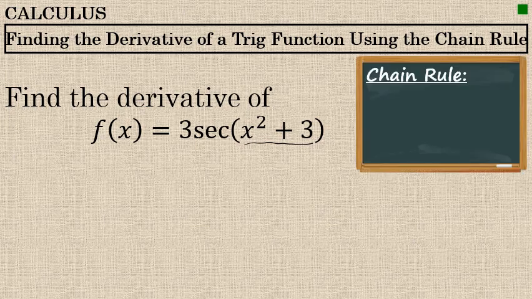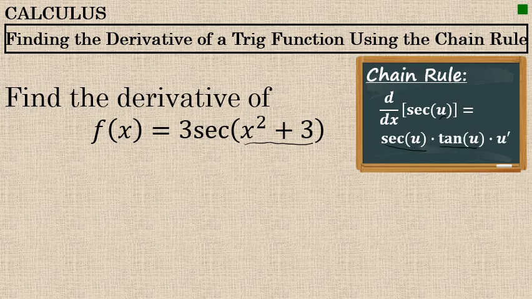Let's recall the version of the chain rule that you can use with a trig function, specifically with the secant. The derivative of the secant of u, where u can be any quantity, in this case x squared plus 3, is equal to the secant of u times the tangent of u times, and this is the most important part, the derivative of u. Again, in our problem, u is going to equal the x squared plus 3.